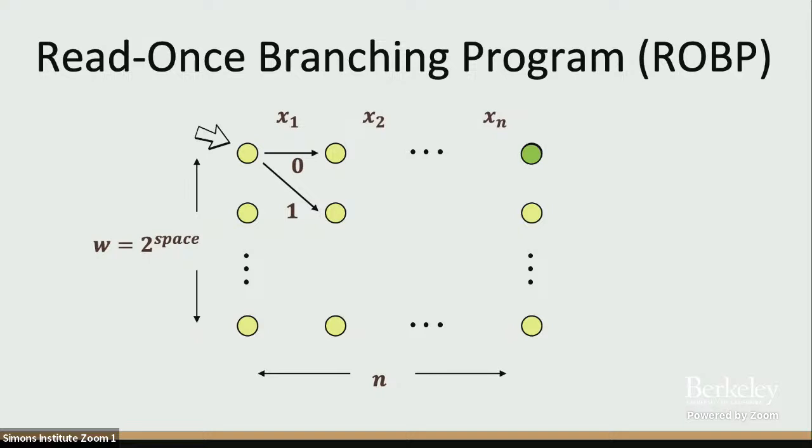Okay, so from now onwards, basically a space S algorithm would give you a 2 to the space width read-once branching program. So whatever we talked about, like log n memory would correspond to n width read-once branching programs. So from now onwards, we will just talk in terms of width, and I won't do these calculations of converting the memory and width.